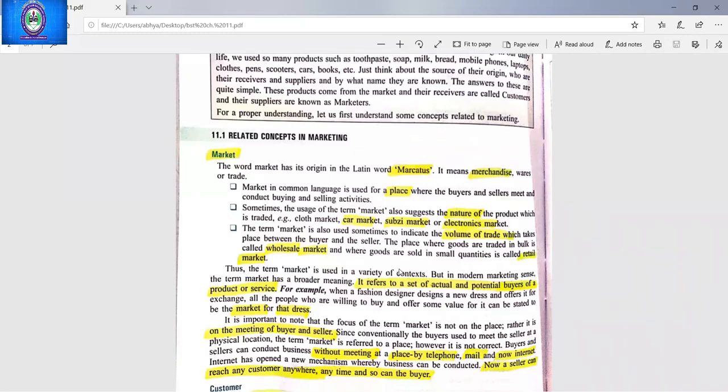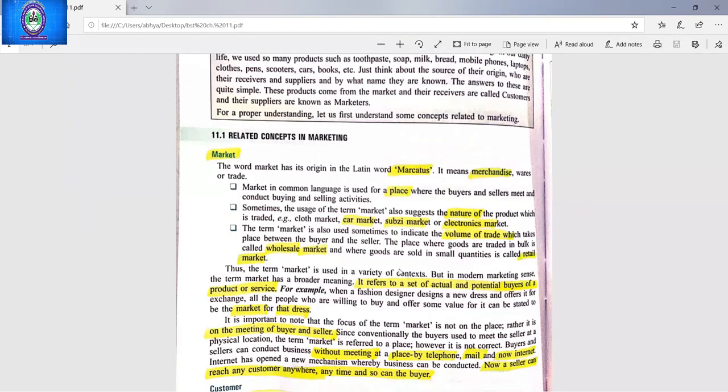So market is a place, as per each and everyone, for a layman. But in marketing, or in the business world, market has a separate meaning nowadays. Market was a place only in traditional times. But in today's modern time, market is not only a place; marketing can be done without a place.